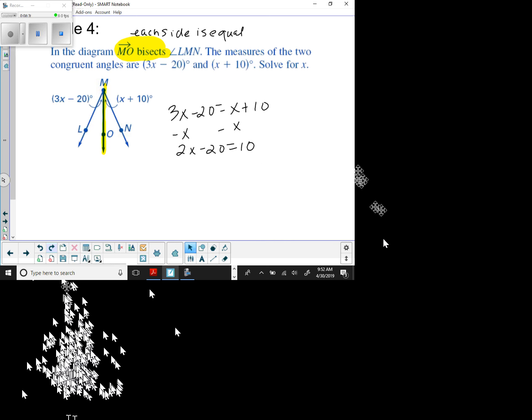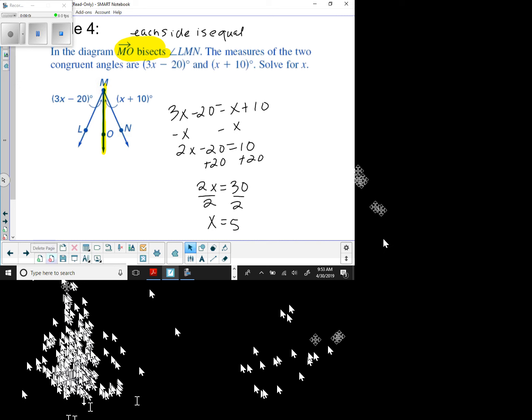Subtract x on both sides. You have 3x minus x is 2x. Then you add 20 to both sides. You get 2x equals 30. Divide by 2 on both sides, and you have x equals 5. That should be 15. Right, that should be 15. So change that on your papers right now. This should be 15. 30 divided by 2 is 15.